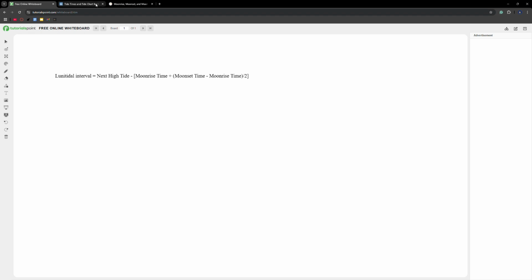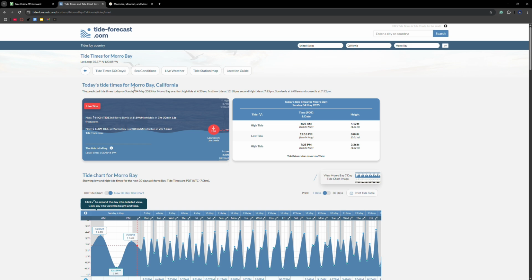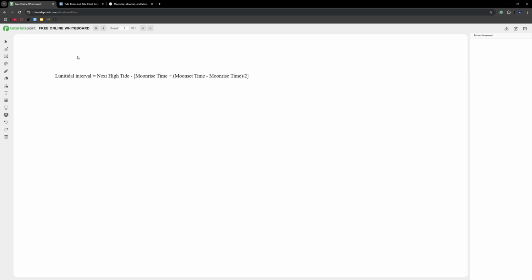So I'm going to be using Morro Bay for my example, but whatever location you want to track, you will want to use the numbers from that location. So you're going to find the next high tide, which is 5:39 a.m. So you take 5:39 and you subtract, and put that bracket there.